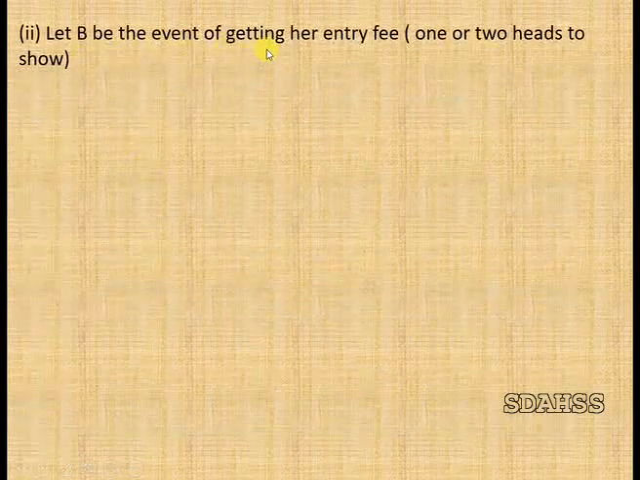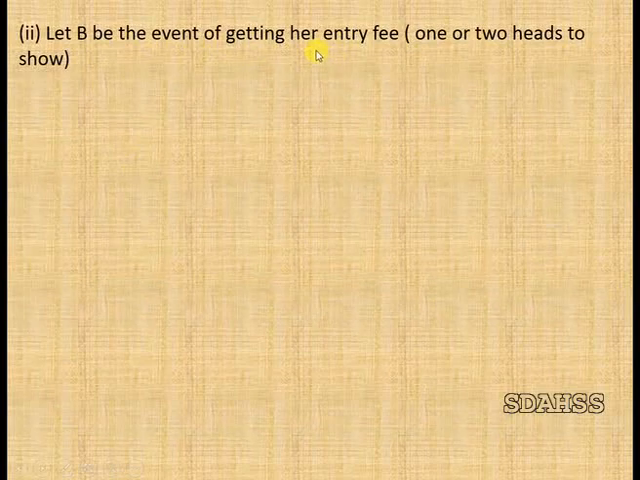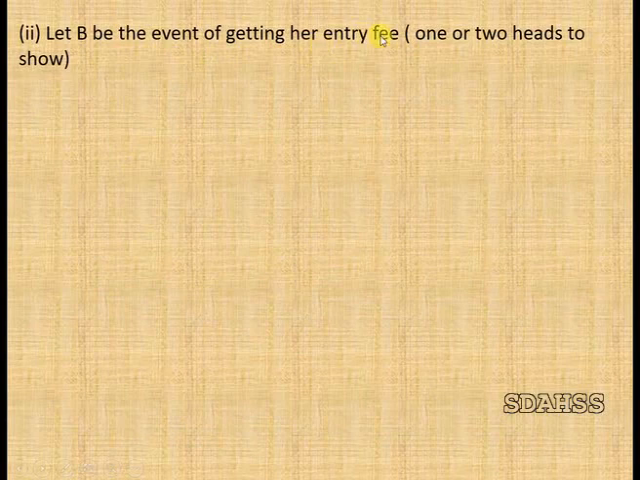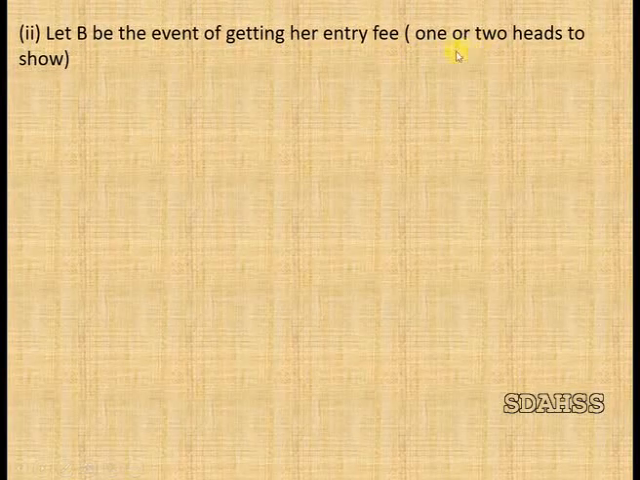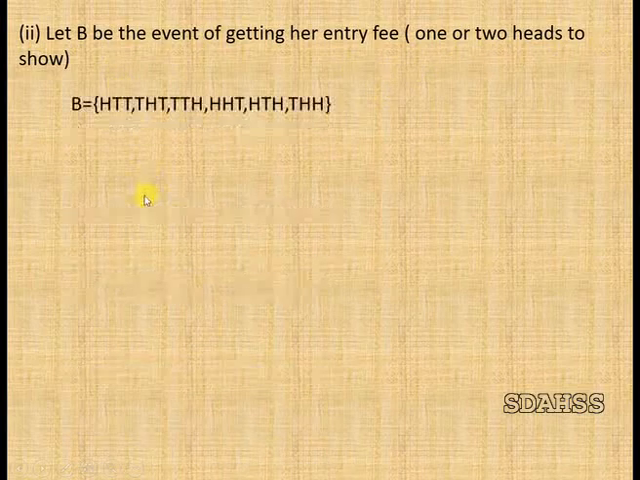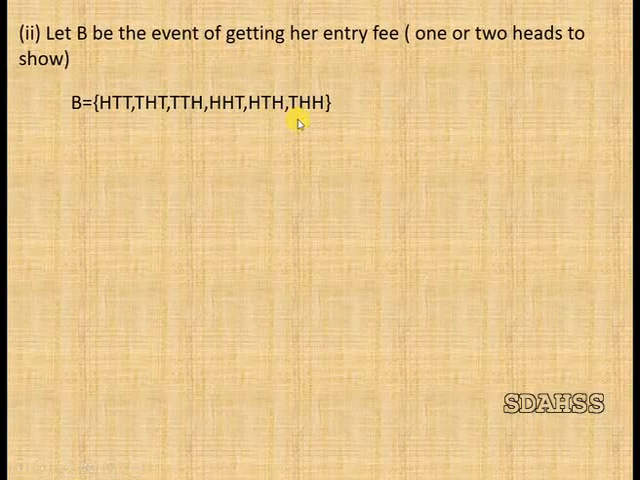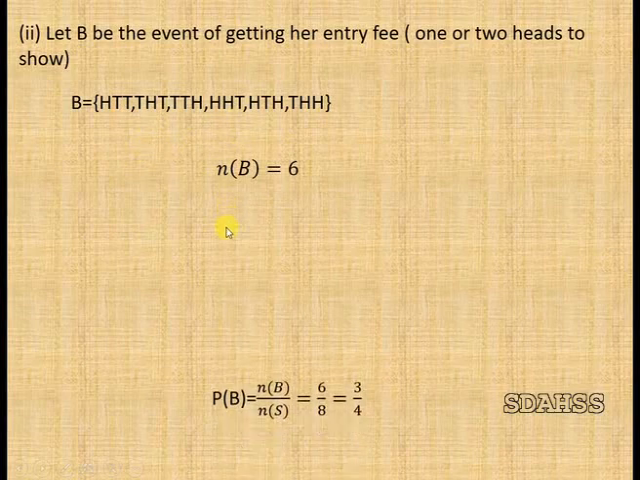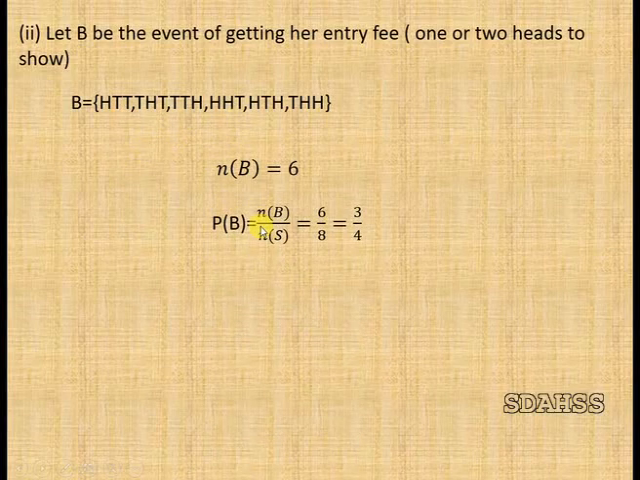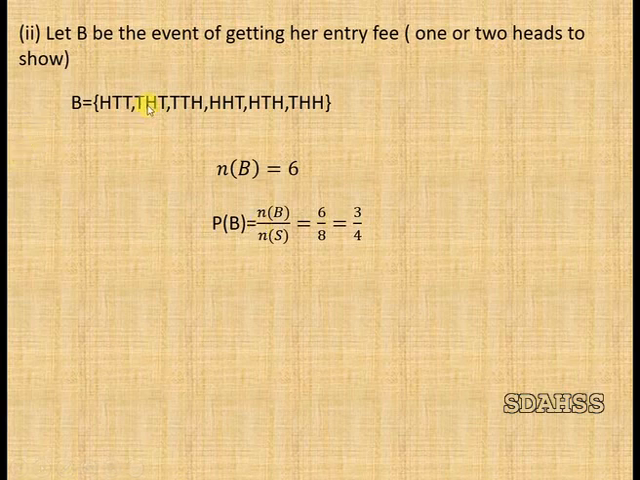Then let B be the event of getting her entry fee back. That means 1 or 2 heads show. So B is equal to HTT, THT, TTH, HHT, HTH, THH. So n of B is equal to 6. P of B is equal to n of B by n of S, so 6 by 8, which is equal to 3 by 4.